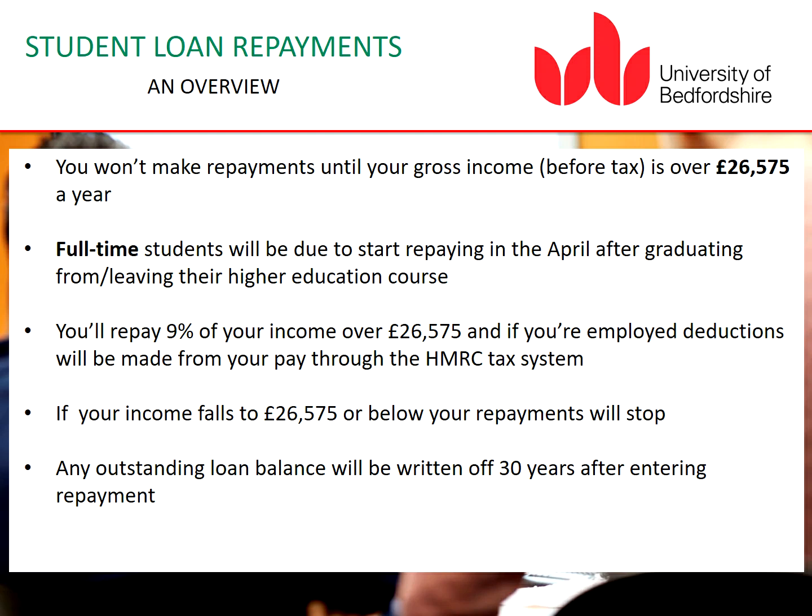So if you're employed, deductions will be made directly from your payslip in the same way as national insurance and income taxes. If you don't earn over the threshold or your income falls below the £26,575 threshold, your repayments stop. So if you have an income that is variable, your repayments will be adjusted depending on your salary. Unlike a mortgage or a credit card where you have to make those repayments whether you've earned the money or not, your student finance is linked to how much you are earning. Any outstanding loan balance is written off 30 years after you make your first repayment.